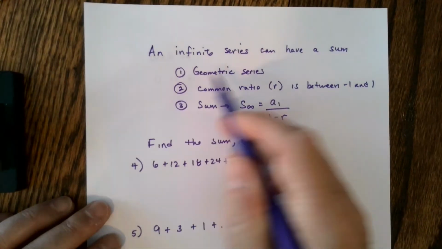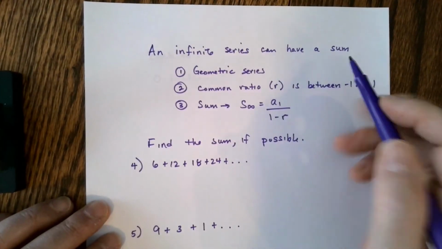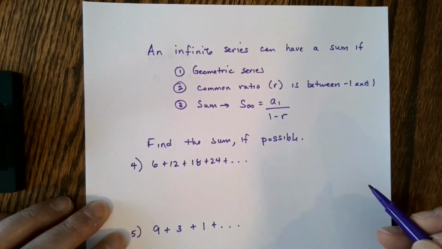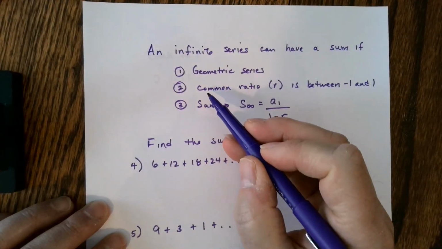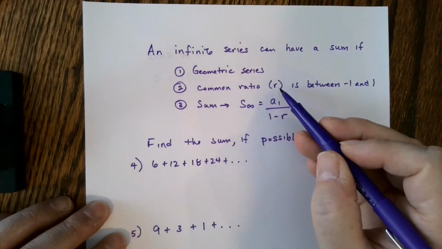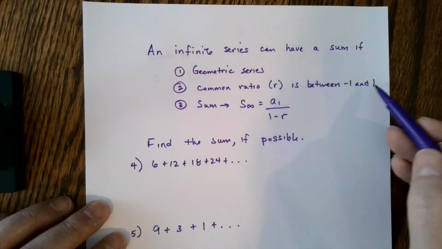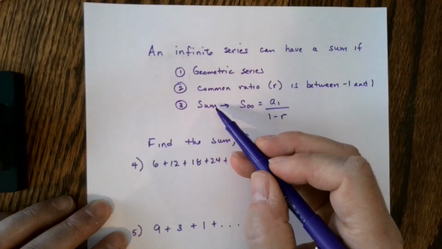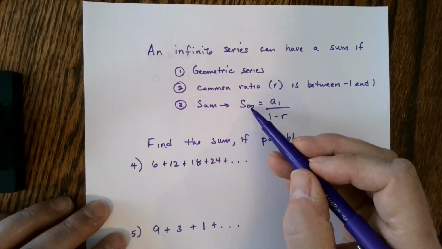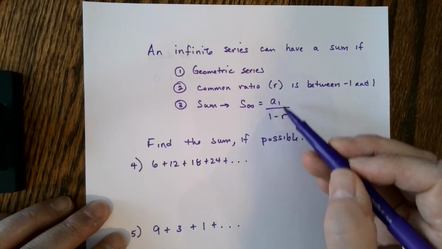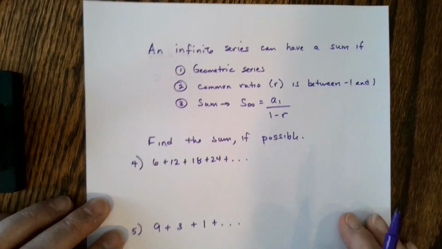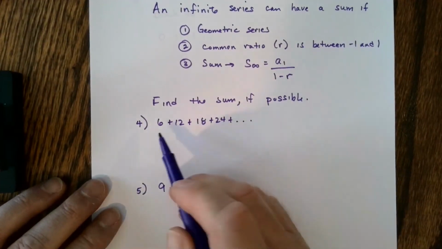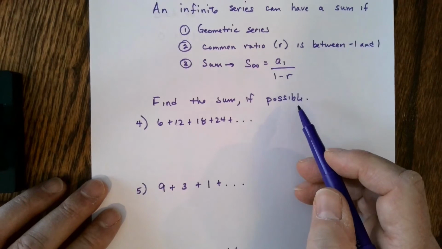So an infinite series can have a sum if it's a geometric series. In the geometric series, the common ratio, R, is between -1 and 1. The sum has a formula: the sum of infinite terms is equal to the first term divided by 1 minus R. So let's see if we can do a couple of problems here.